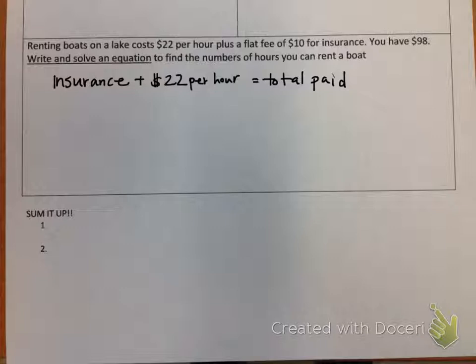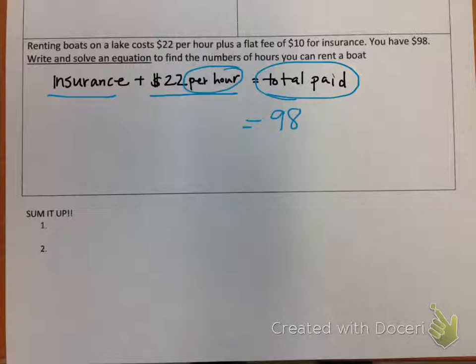So I know that the insurance plus $22 per hour is equal to how much I have to spend, because I'm trying to figure out how much I can buy with my $98. So the total paid is $98. This per hour, this is what I don't know. My per hour is going to be my variable of x, because I am trying to figure out how many hours I can rent. 22 is going to be multiplied by that, so it'll be 22x. And then the insurance that I'm going to pay is 10 bucks. So it'll be 10 plus 22x equals $98.